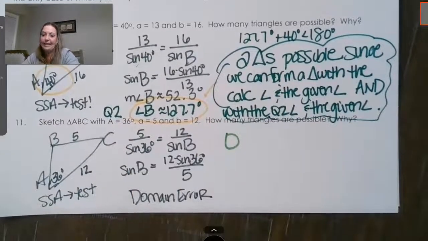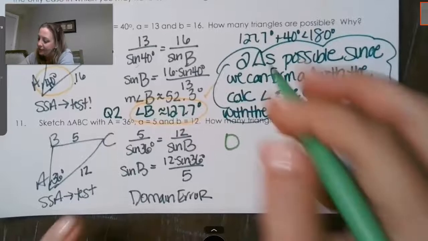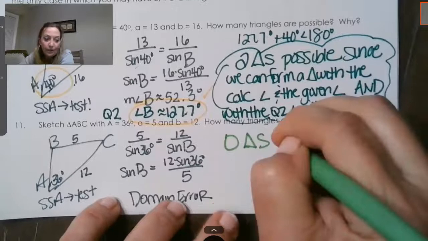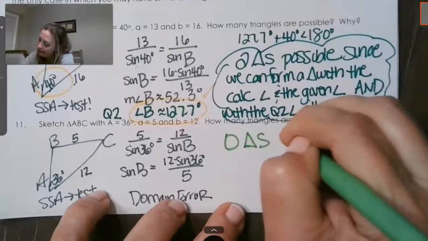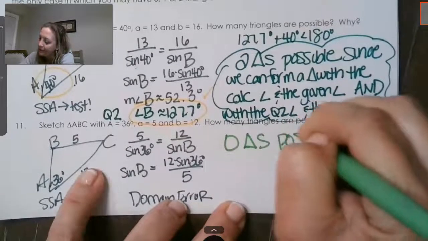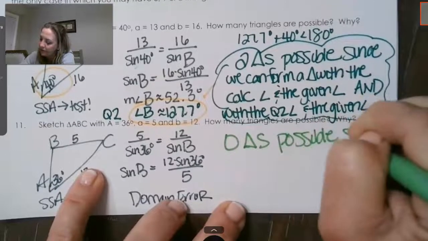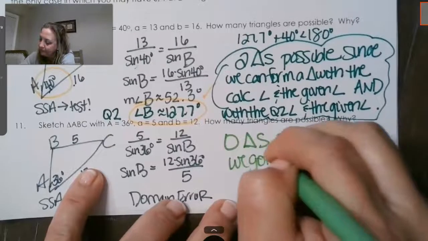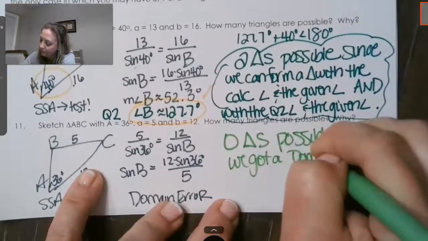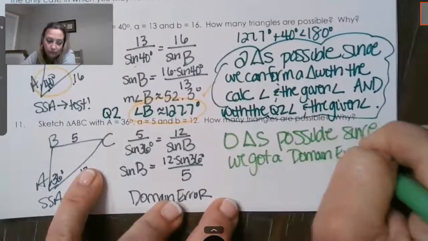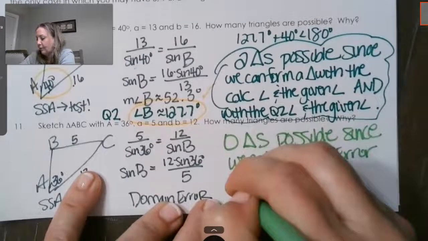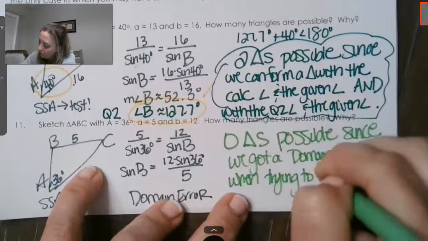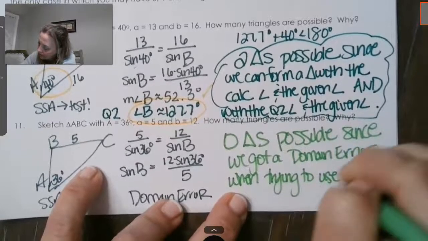So here we can say that there are 0 triangles possible since we got a domain error when trying to use the law of sines.